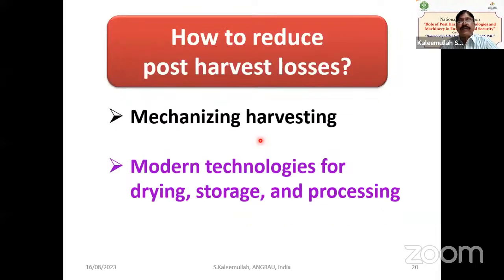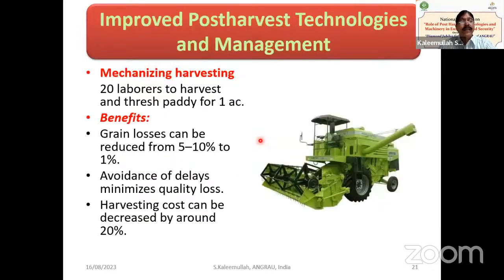Then how to reduce the post-harvest losses? We can reduce the post-harvest losses by mechanizing the harvesting or by using modern technologies for drying, storage, and processing. And here you can see the mechanizing of the harvesting.